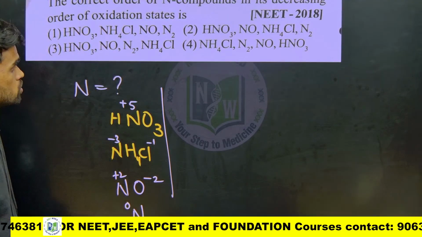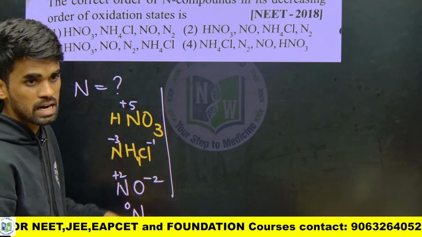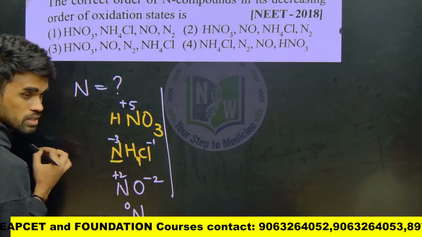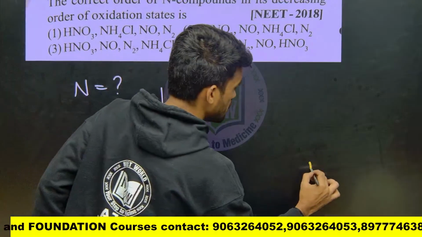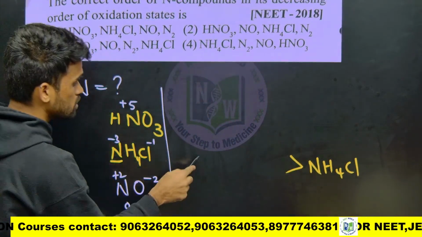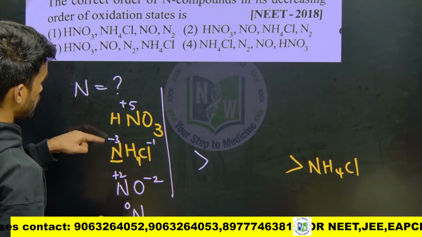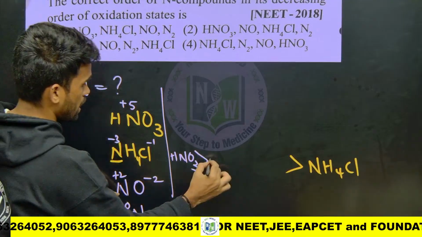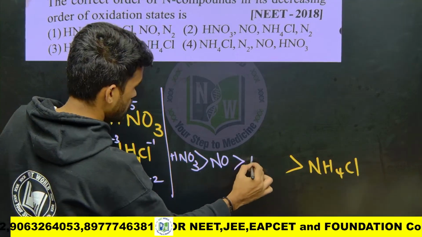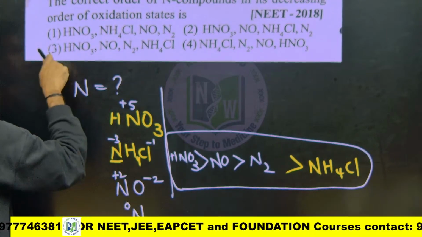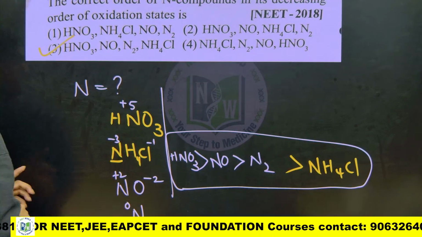So now arrange them based on the decreasing order, which is least here. So in the second option, this NH3 and NH4Cl is the least. Decreasing order means this should be the least. Highest is which one? HNO3 is the highest one. And after that NO and N2, that's it. So where do we have this kind of order? So it is option number 3. Hope it is also clear, right?